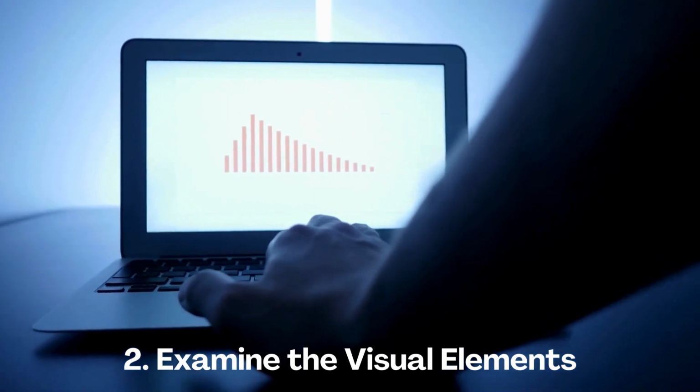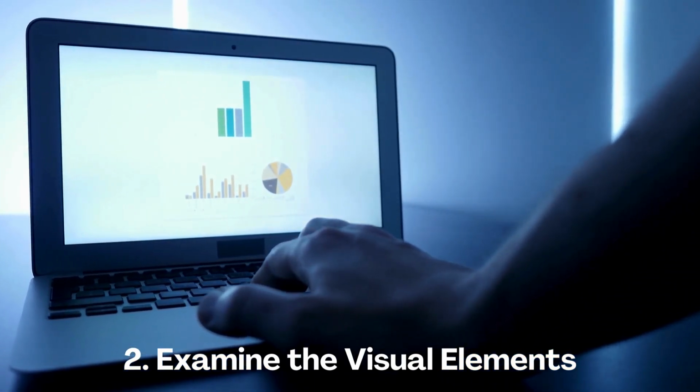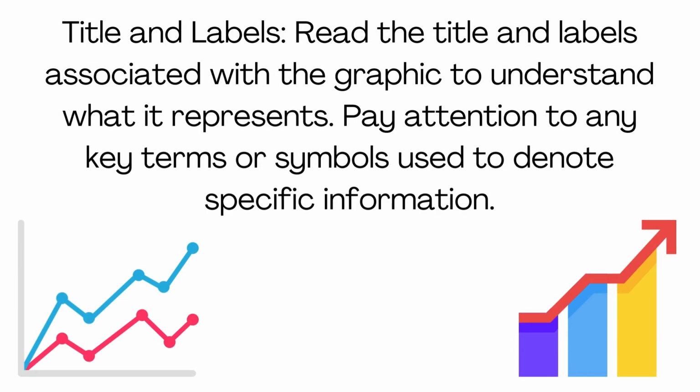Examine the visual elements. Type of graphic. Identify the type of graphic or illustration used in the document. Is it a chart, graph, diagram, map, or photograph? Title and labels. Read the title and labels associated with the graphic to understand what it represents. Pay attention to any key terms or symbols used to denote specific information.